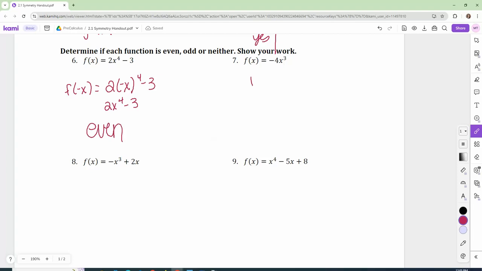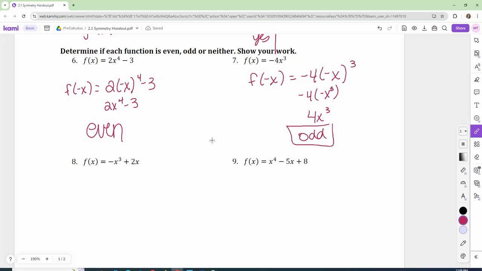Okay, if I look at this one, if I put in a negative x. Okay, and negative x times negative x times negative x, that's still negative. But negative 4 times a negative would become positive. So what does that mean? Odd, because it's the opposite of what we started with. All right. Are we catching on, or do I need to do more of these? Catching on? Okay. So I'm going to stop here.